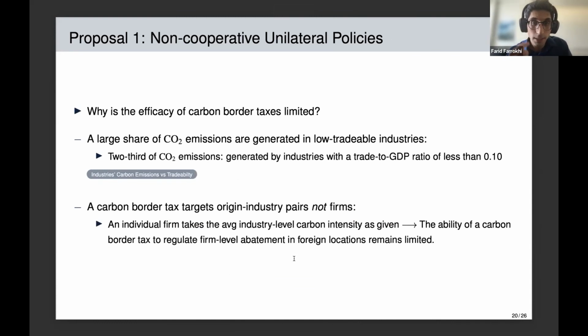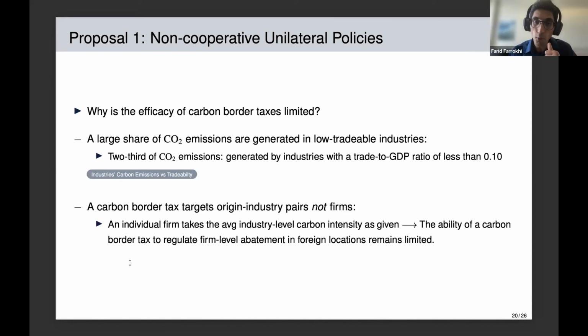And we think that two reasons are responsible. The first one is, and we could know this also just by looking at the data, that a large share of CO2 emissions are generated in industries that aren't that tradable after all. So for example, 2/3 of CO2 emissions in the world are generated by industries with a trade to GDP ratio that is quite modest, like 10%. And then also the other impact is that carbon border tax targets origin-industry pairs, not firms. So it is not granular enough.